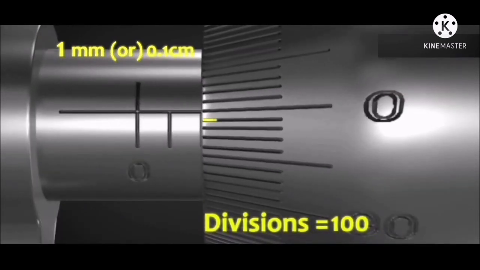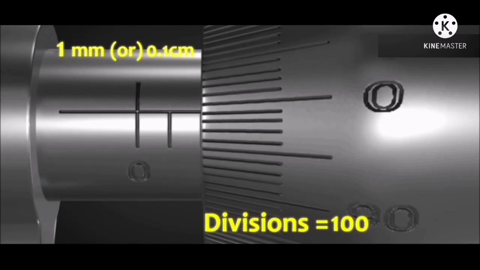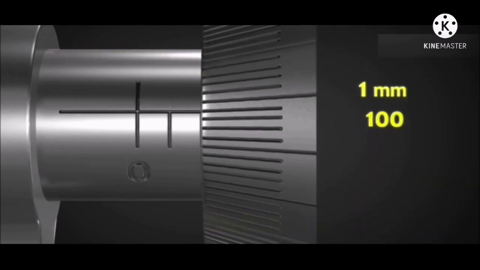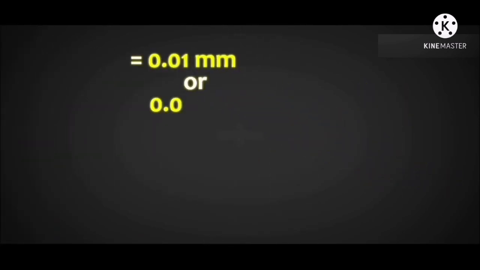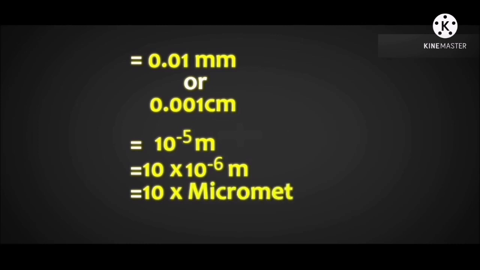Now, the circular cap is divided into 100 divisions. Then, if the cap is moved through one division, the distance moved is 1 by 100 of the pitch, which is the least count of the screw gauge. Pitch divided by number of divisions on the circular scale is equal to 1 by 100 millimeter, which is 0.01 millimeter or 0.01 centimeter, which is 10 power minus 5 meter, which is 10 into 10 power minus 6 meter, that is equal to 10 micrometer. As the least count of screw gauge is in the order of micrometer, it is called micrometer screw gauge.